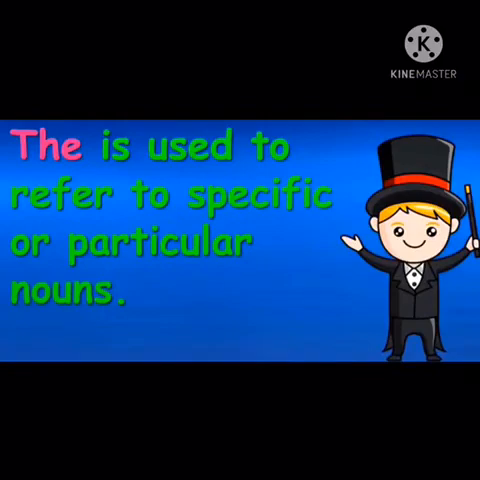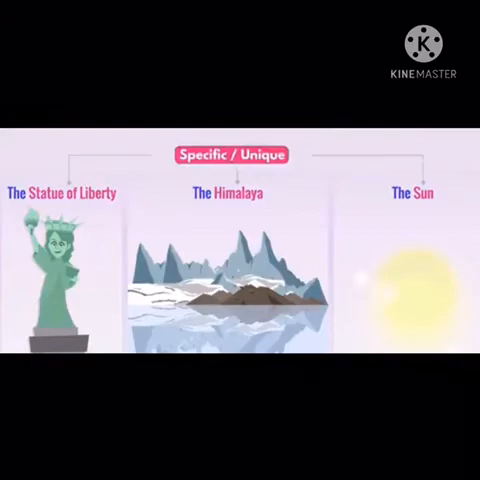The next is the. The is used to refer to specific or particular nouns. Means the is used before the name of any river, holy books, special things and famous places and buildings. For example, the Statue of Liberty, the Himalaya, the sun. So these nouns are specific. So with these nouns we use the article the.